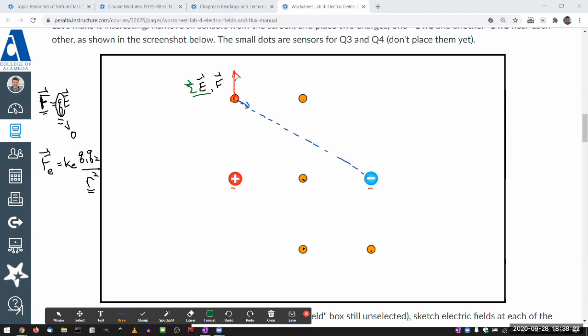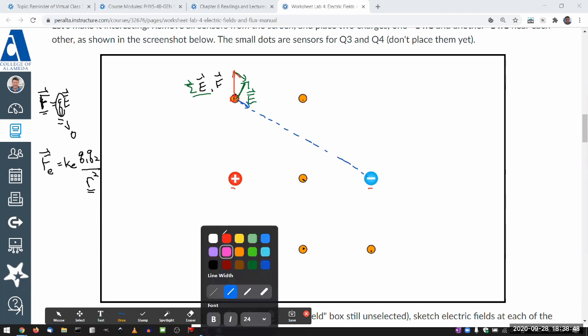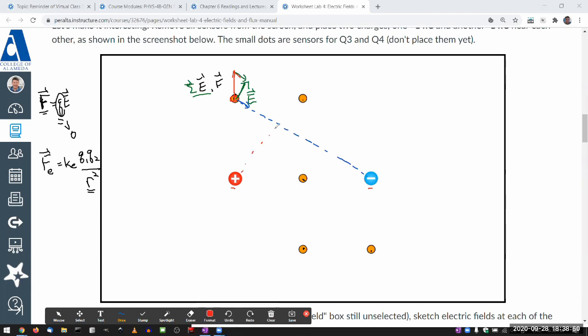It should point, let me do the head to tail method. So using the head to tail method, about here is where the electric field should point to. That's mostly away from the positive charge, but the pull from the negative charge has a slight effect, so that the electric field is not pointing straight away from the positive charge. You can repeat this exercise for all the other test charges. So let me quickly do that.